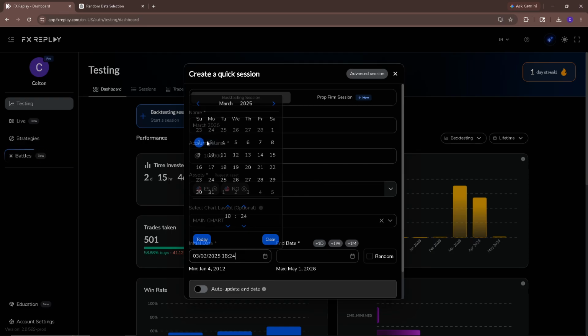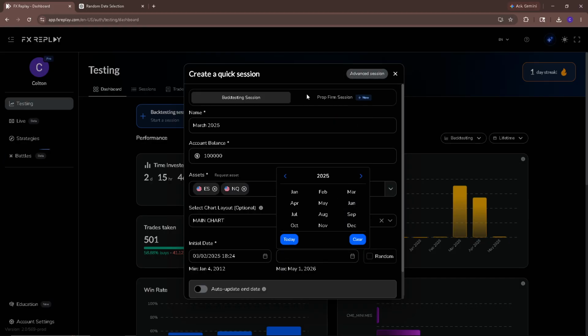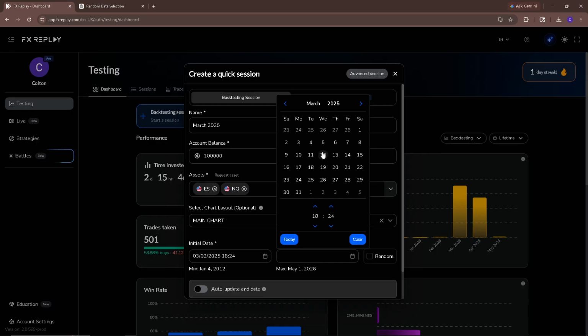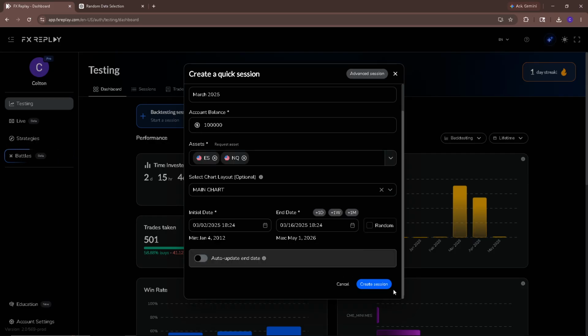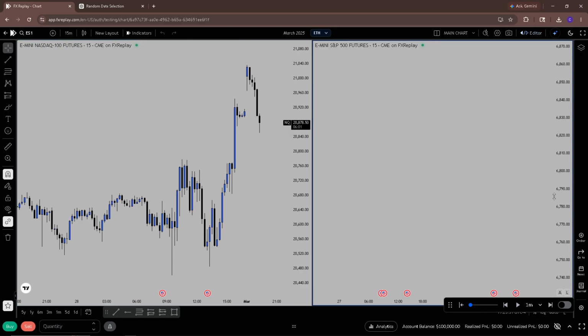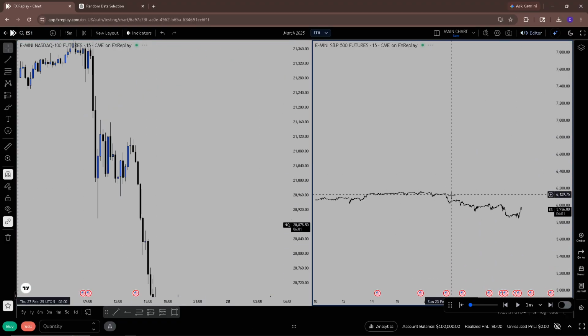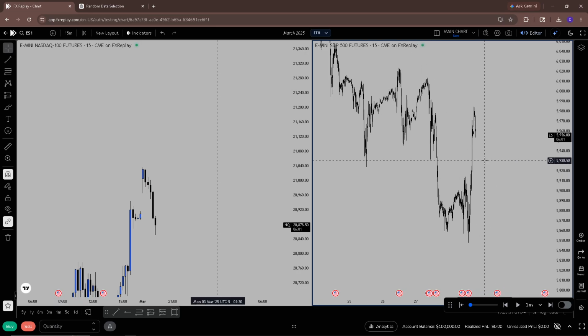We'll actually go March 2nd, and I'll just go to the next New York session. And we'll do 2 weeks worth of data. So we'll go this week. Go through that. Cool. Alright, let's go ahead and get right into it. Where is my data? Alright, there it is.